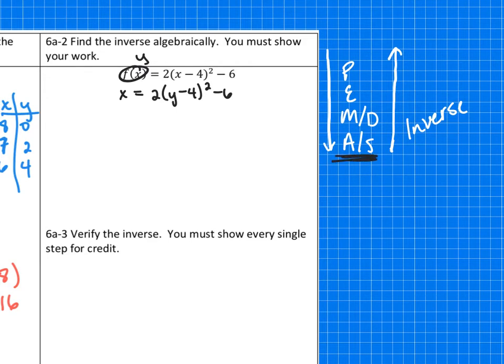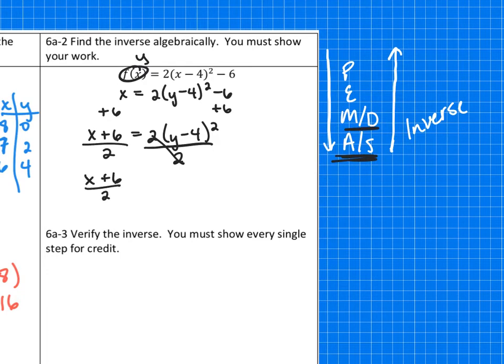Starting at the bottom over here, I've got to get rid of any addition and subtraction. So I'm going to add 6. So I've got x plus 6 equals 2 times (y minus 4) squared. Next thing I need to get rid of, multiplication or division. So I've got to get rid of that 2. So I'm left with x plus 6 all divided by 2. People often skip steps on these and think that's okay because they're doing it just fine, and then they end up getting the wrong answer because they skip steps.